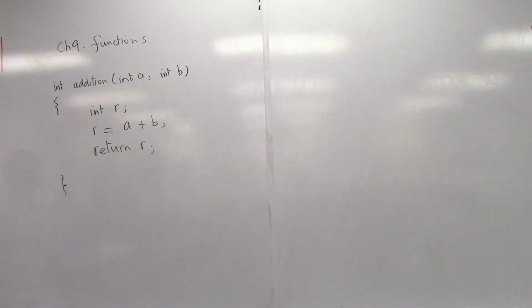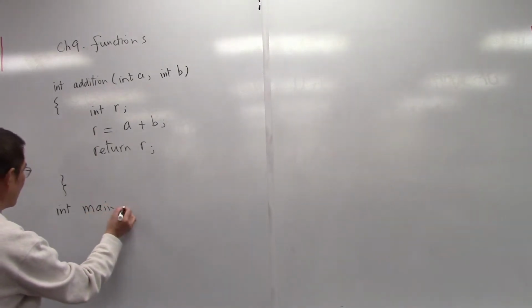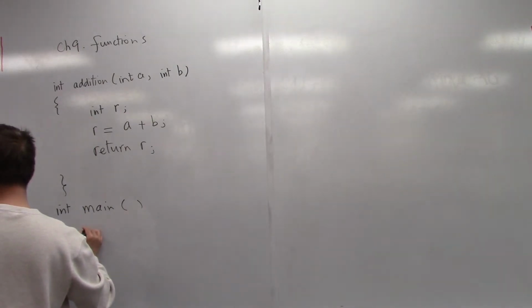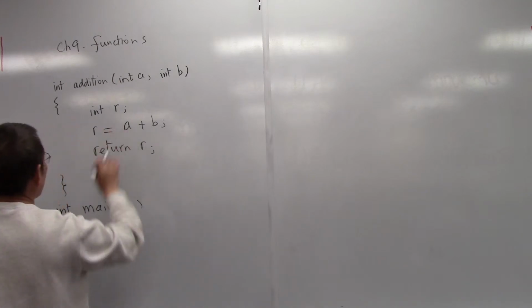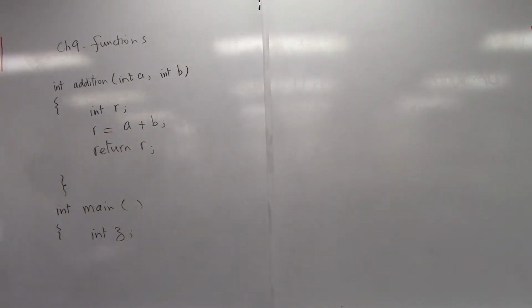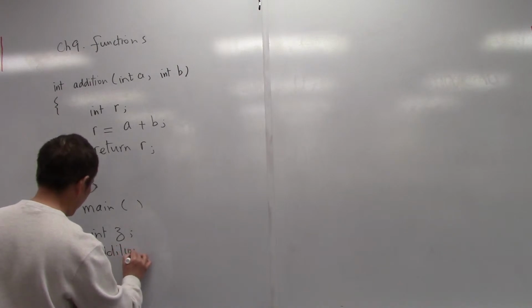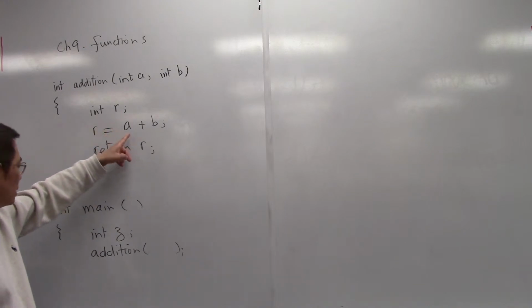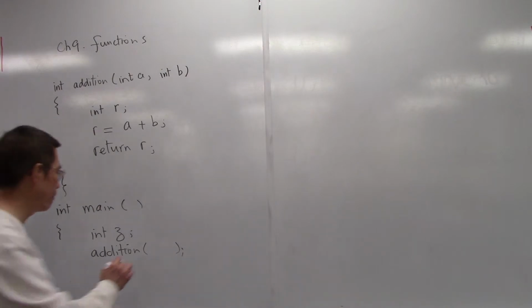Okay, how to use a function? Now, let's say we're going to call a function in the main program. I'm going to declare integer z, and then call the function. Calling a function is simple. Just put the function name, addition, and then check how many variables it takes. It takes two variables, okay? Let's say we want to find the sum of 3 and 5.